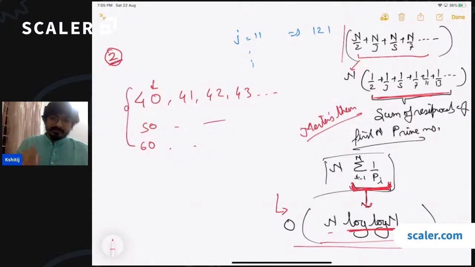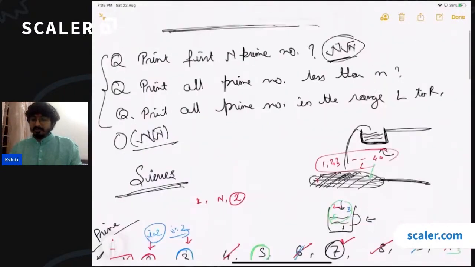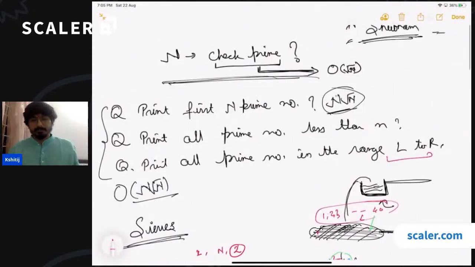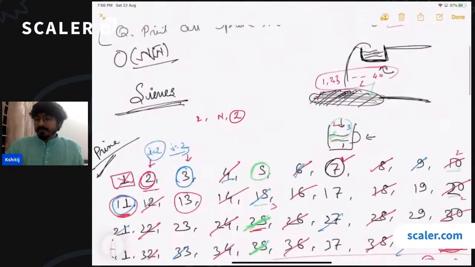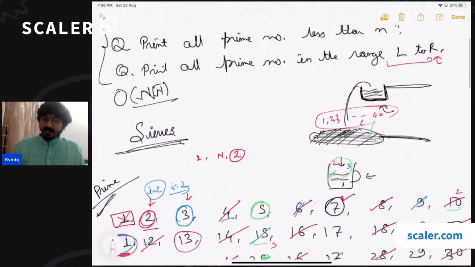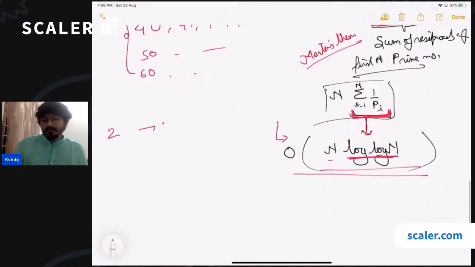So you will always be starting, or this algorithm will only work if you are starting cutting the numbers from 2. However, if you have to find the numbers in a range, what you can do is pre-compute all the prime numbers. If you know the maximum value of the range, then starting from 2 to that range, you can pre-compute all the prime numbers.